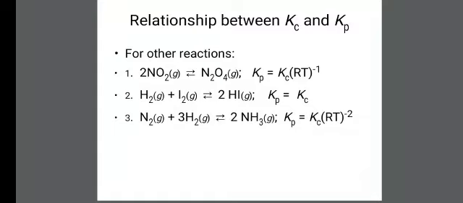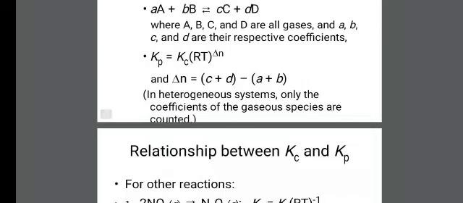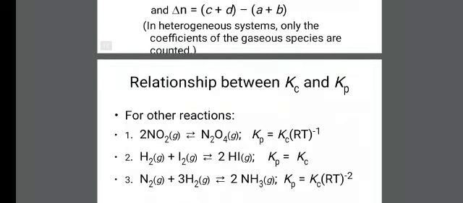Here the value of delta n is -1. In this reaction, the coefficient of the reactants is 2, and in the case of the product there is only a value of 1. The value of delta n comes from the formula, coefficient of products minus coefficient of reactants. Here, 1 minus 2 is equal to -1.